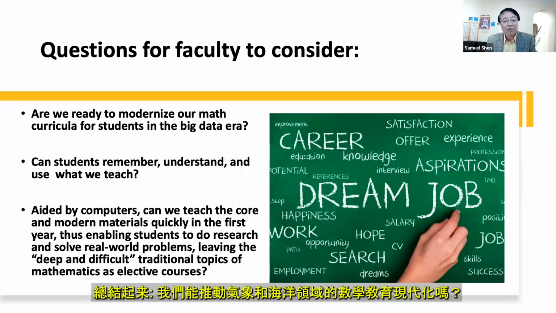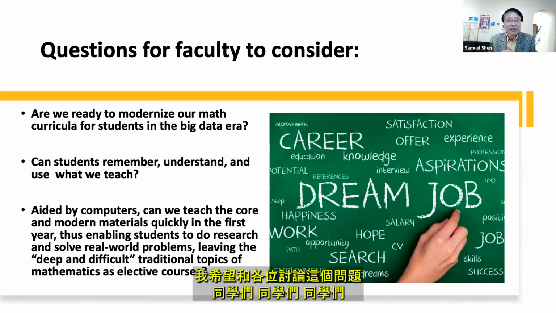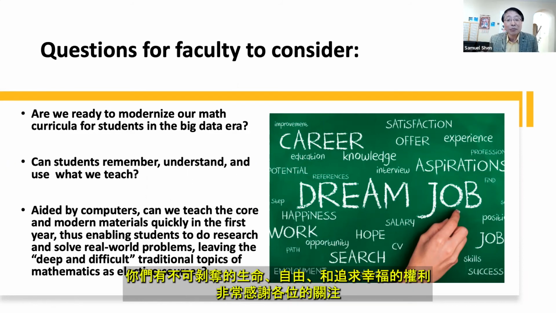So in summary, can we modernize math education for meteorology and oceanography? We would like to discuss these questions with you. So students have unalienable rights of life, liberty, and pursuit of happiness.